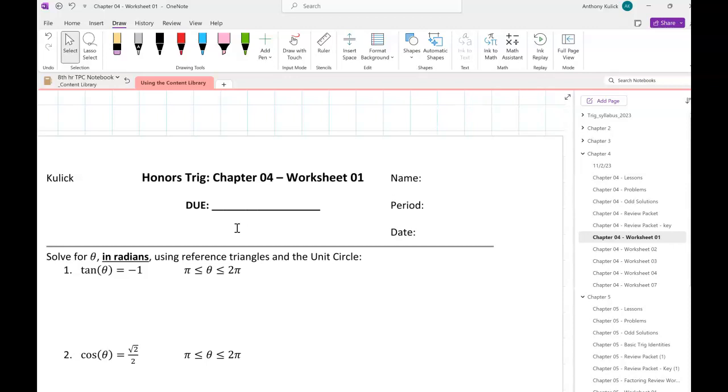Okay? Now, please do this assignment before next time we meet. It'll make a world of difference if you've practiced these skills before we meet again. Okay? Use your unit circle. Have it out next to you when you're looking at this. There's not much work to show, right? You're just looking at the unit circle.